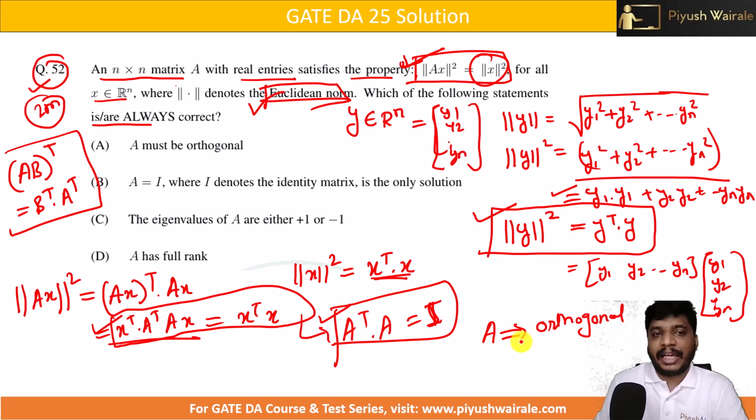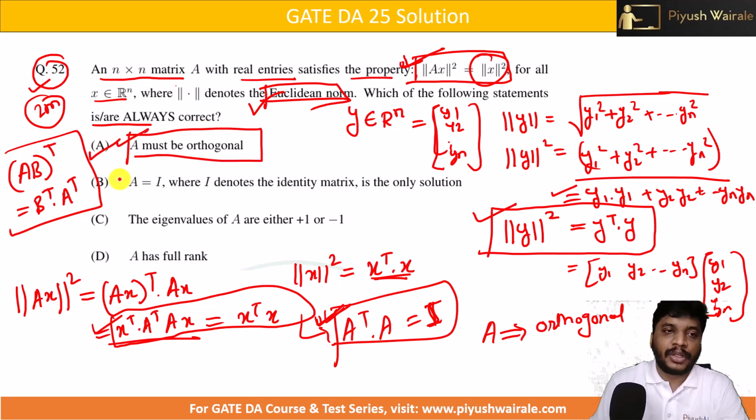If the matrix A is orthogonal, it means what? A transpose into A equals I. So, very, very important properties. If A is an orthogonal matrix, it will satisfy this particular property: A transpose into A equals the identity matrix. So from this we can say option A is correct here. A must be orthogonal. Yes.